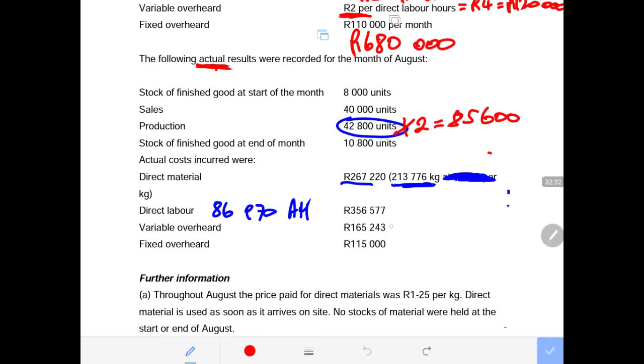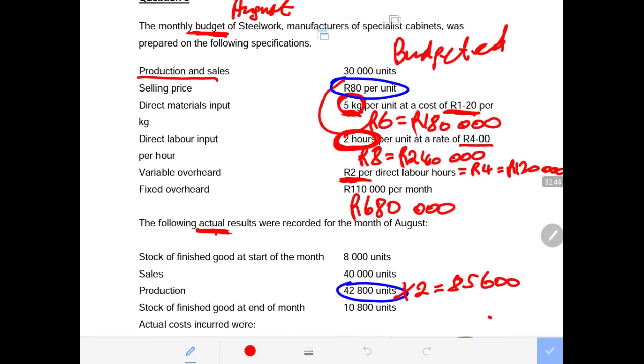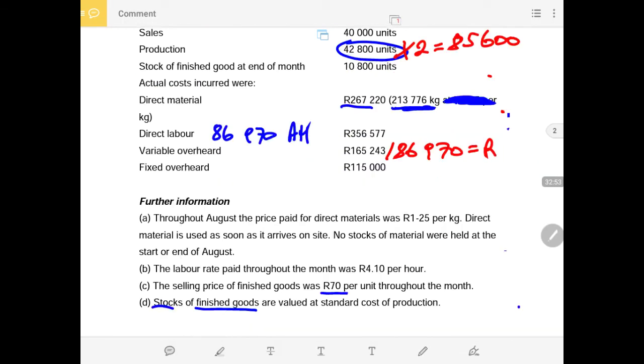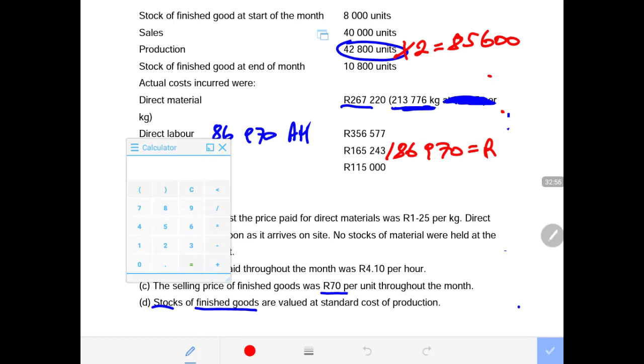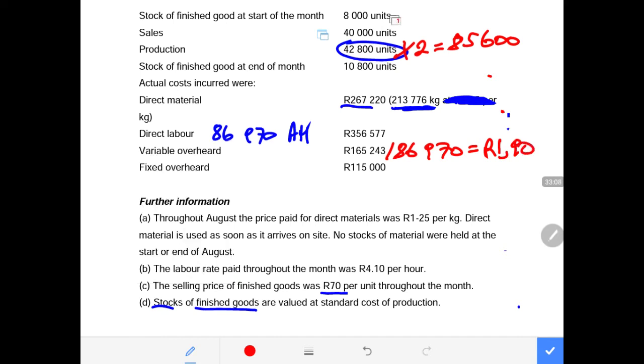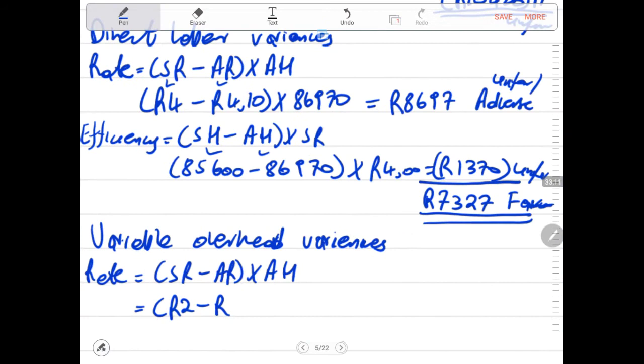165,243. If we need the rate here per hour, we need to divide by the actual hours, 86,970. Remember, this was based on labor hours. They said previously that our variable overhead is 2 rand per direct labor hour. That means our overheads are absorbed based on direct labor hours. So now because of that, we can then say 165,243 divided by 86,970. This will give us 1 rand 90 cents. 1 rand 90 cents is the actual cost of variable overheads, which is less than what we anticipated.